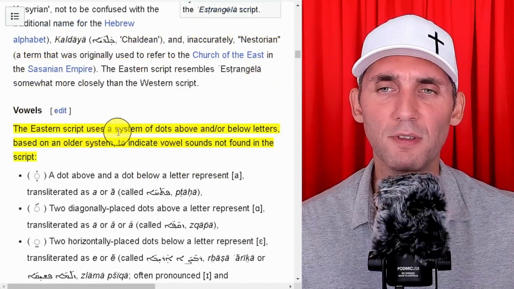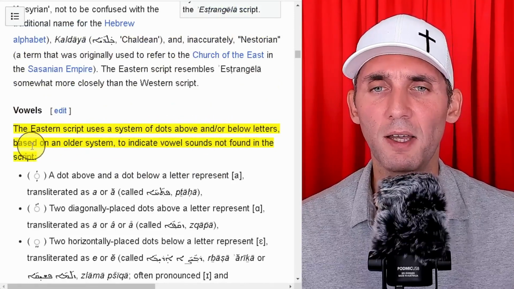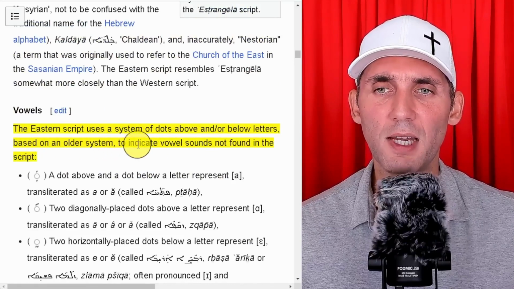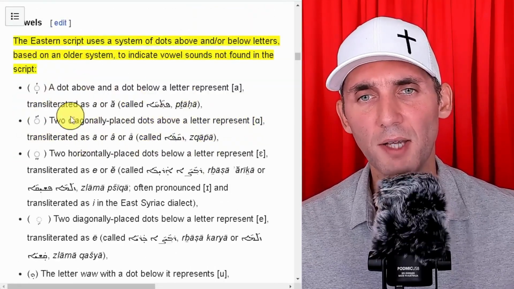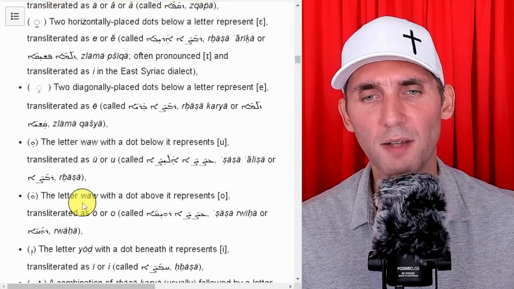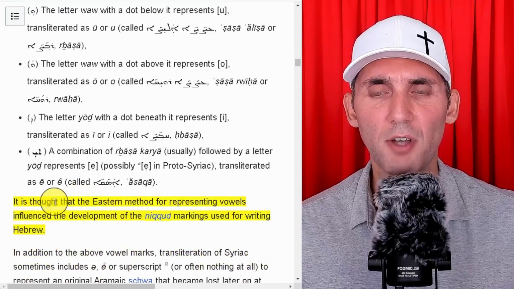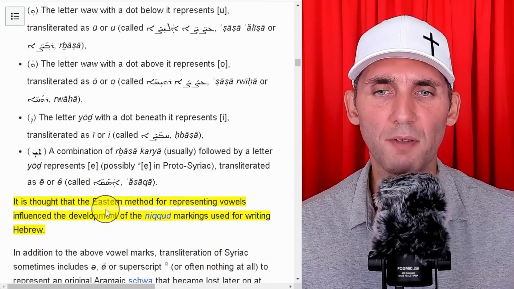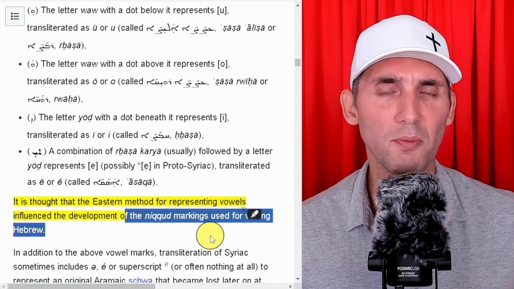Vowels. The Eastern script uses a system of dots above and/or below letters, based on an older system, to indicate vowel sounds not found in the script. It tells you one dot, two dots, three dots, four dots, two dots up, two dots down, all these different systems. It is thought that the Eastern method for representing vowels influenced the development of the Nikud markings used for writing Hebrew. Well, I wonder what Nikud are.